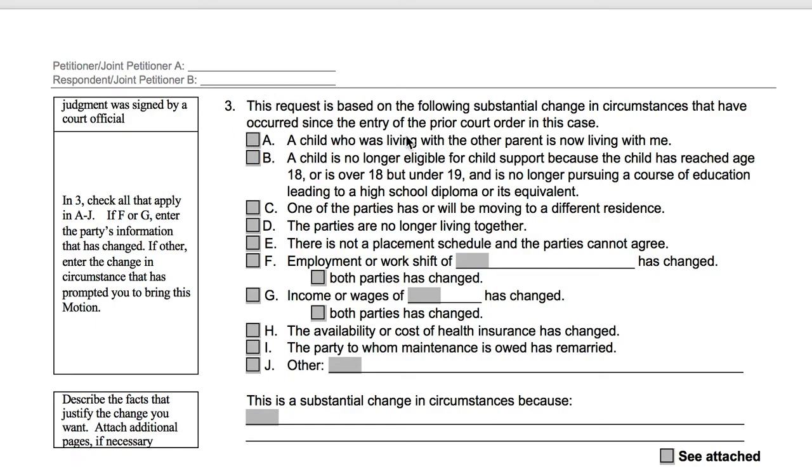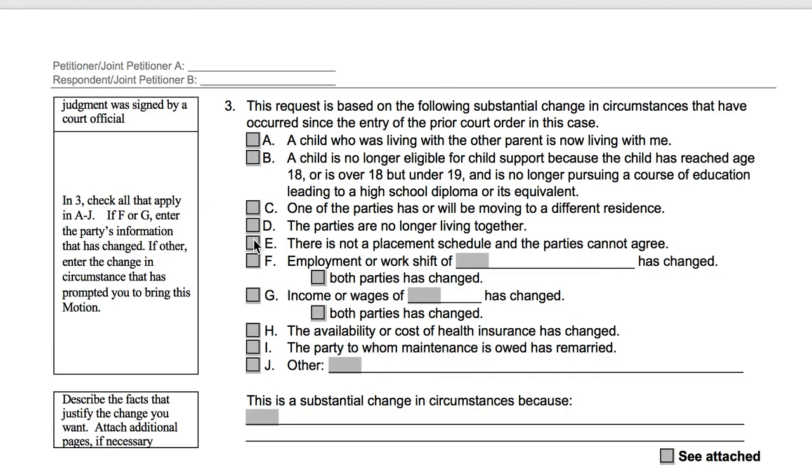If a child who used to live with the other parent now lives with you, you'd check A. If one of your children is over 18 now, or if they're 18 years old and out of high school, B. C is just going to be if somebody has moved, if you have moved or your ex has moved, or if somebody is planning to move, you can also check C. D would be if when your last order happened, you and the other person were living together, but you aren't living together anymore.